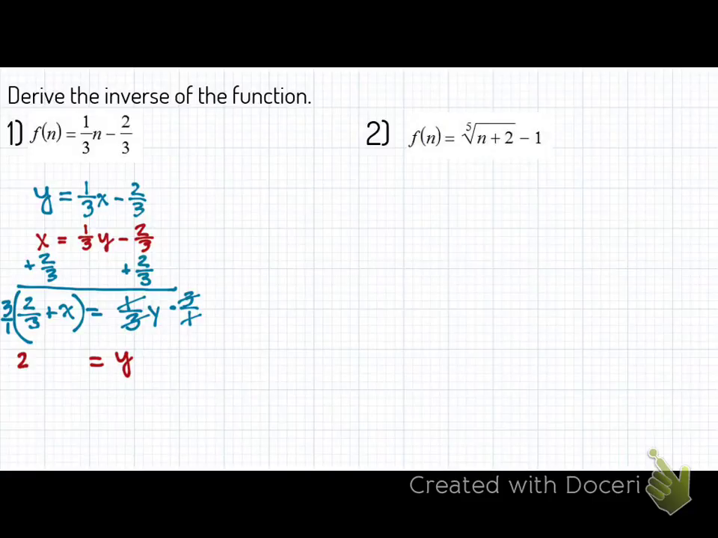Over here we said it's 2. 3 over 1 times positive x is positive 3x. And now my y is isolated, so I'm going to use the symmetric property and just change the side so it looks neater. Okay, that's all I'm doing.